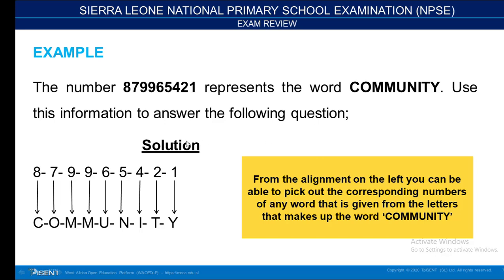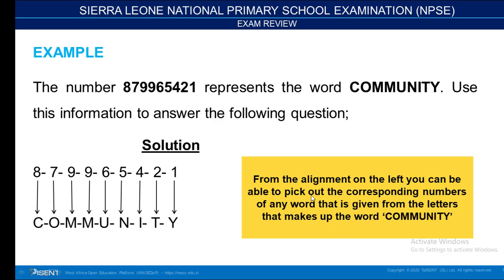Now, in our solution, please, pupils, take your time, write down the numbers separately. You can separate them by a dash like this, and then direct them to the letters. You align them accordingly. The first number goes for the first letter. The second number goes for the second letter in the word, and so on to the final number and letter, they should match together.